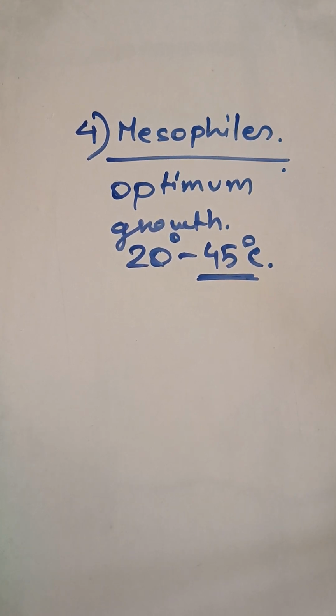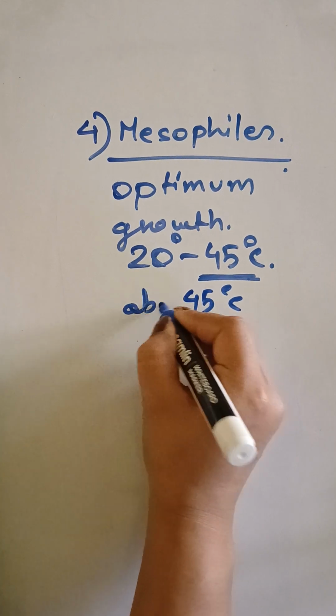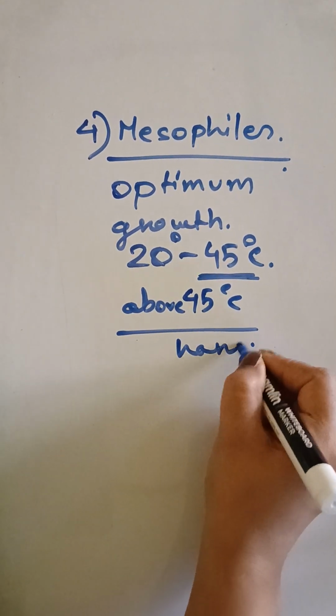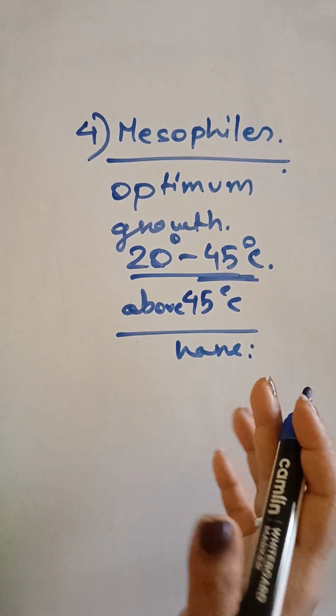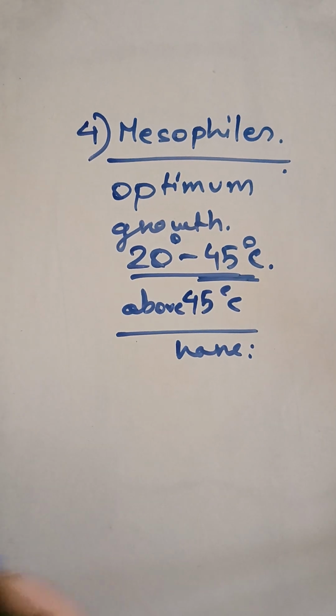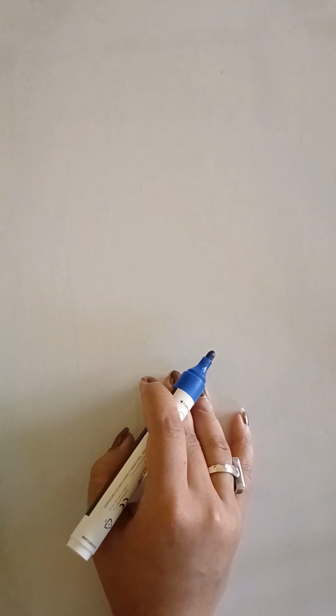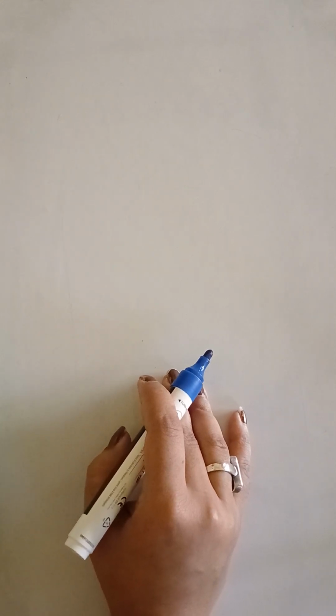At this range of temperature, these types of microorganisms show optimum growth, and in some cases they often show growth above 45 degree centigrade, but that is very rare. Generally 20 to 45 degree centigrade. So if a microorganism grows at 37 degree centigrade, it's a mesophilic microorganism. These are some terminologies of microbiology used to describe bacteria or even fungi based on the parameter temperature of the medium or the environment.